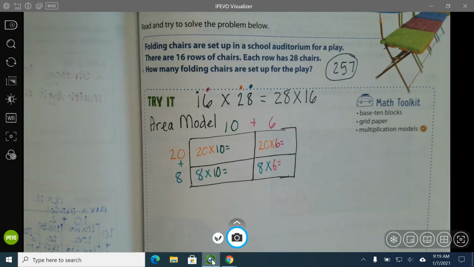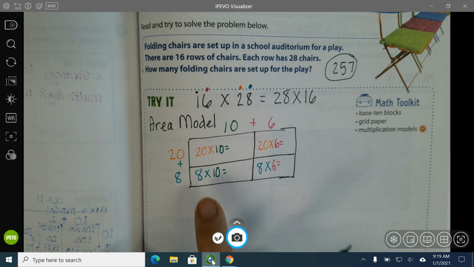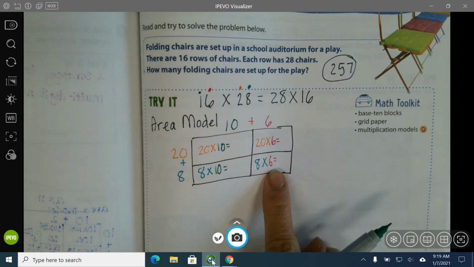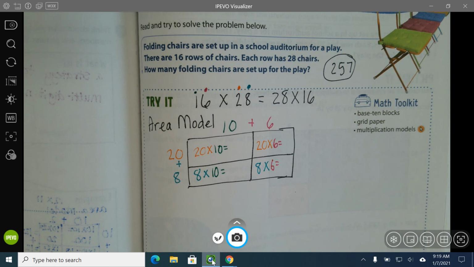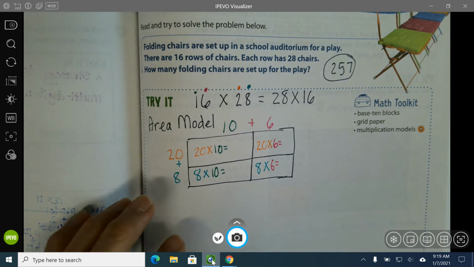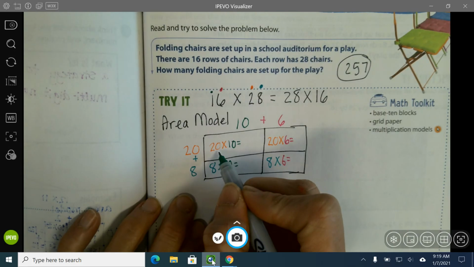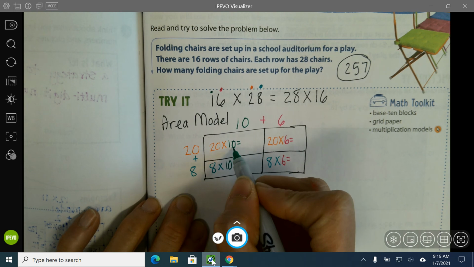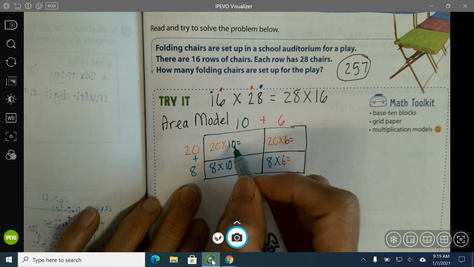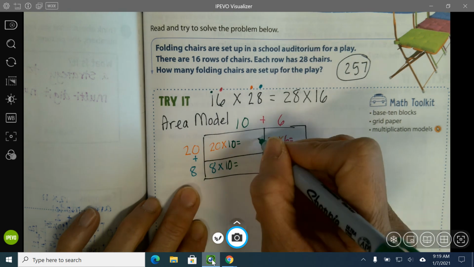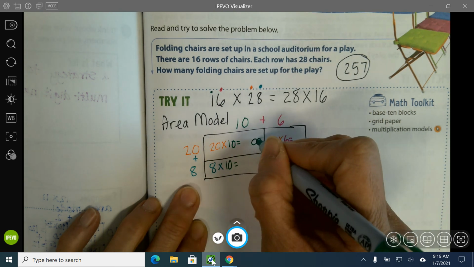Now I have set this up. You have to make sure you set it up. And once I set it up, I have to multiply. By multiplying, I'm looking for a strategy. In multiplication, if I have zeros, all I'm doing is adding zeros at the end. So I'm counting my zeros. I have 2 zeros over here, so I'm going to put 1 zero, 2 zeros.